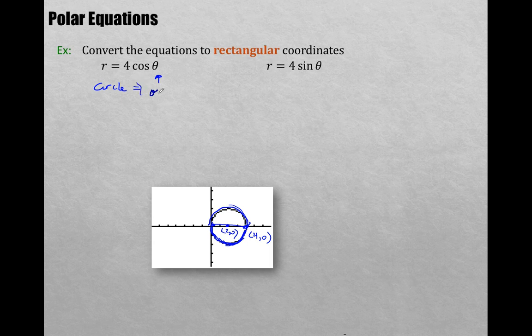r equals 4 cosine theta is a circle, and it's kind of oriented. Think about it as oriented around the positive x-axis, right? Do you see that? Do you see the symmetry around the positive x-axis? And what letter, rectangular letter, do you associate with cosine? x. So can you make a guess as to what this shape is going to be for sine theta?